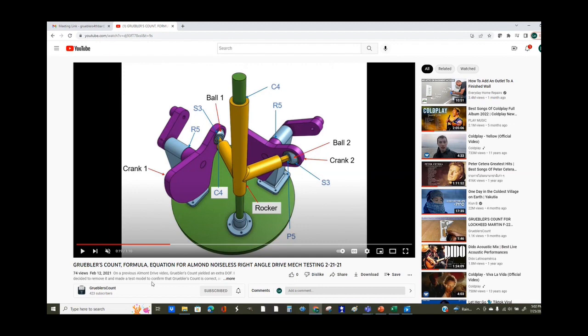So now there's two parallel bars, right? Sliders here, so it's over constrained. But using Gruebler's, you have to put a universal joint here and a ball joint, and that's why it doesn't bind when it's moving. So again, Gruebler's again.